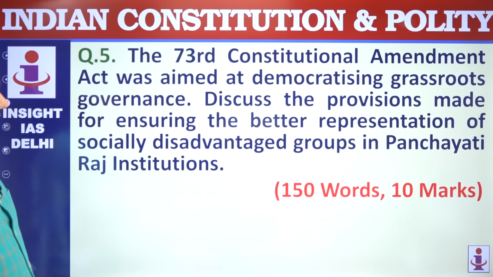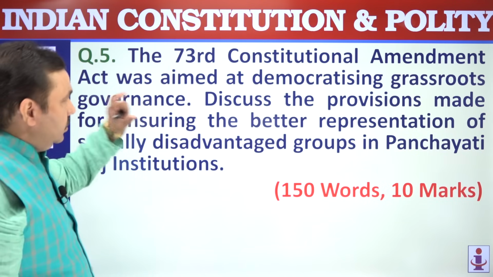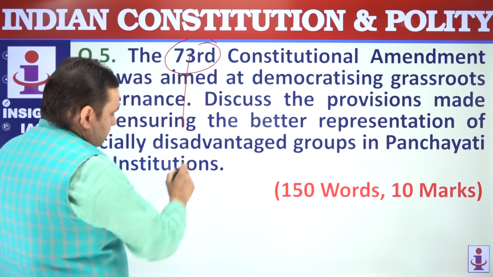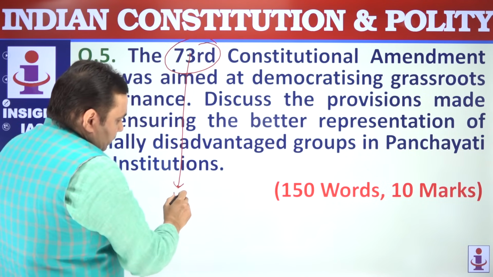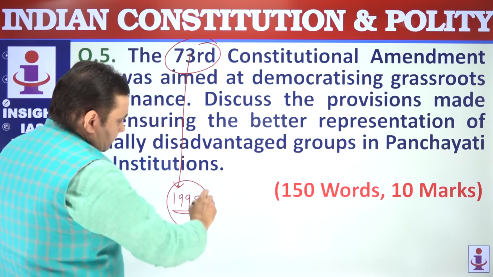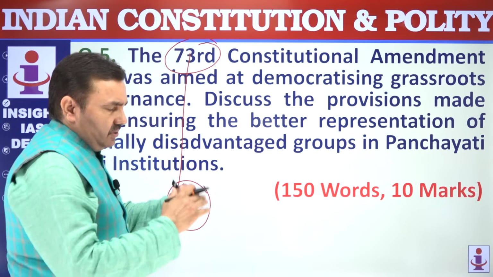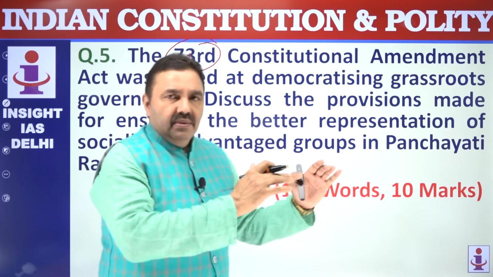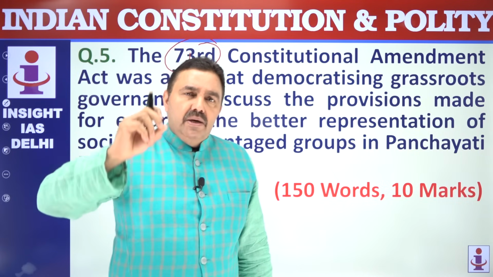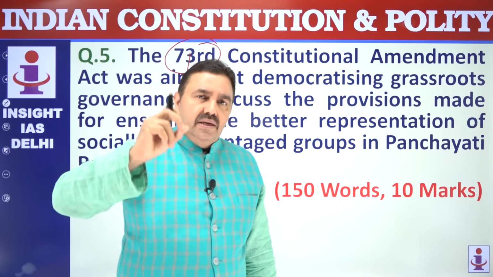Question number 5. The 73rd Constitution Amendment Act was aimed at democratizing grassroots governance. So this is about the 73rd Constitution Amendment Act enacted in 1992. It came into force in April 1993. So whenever you refer to it, some sources will say 1992 and some will say 1993, because it was enacted in 1992 but came into force in April 1993.